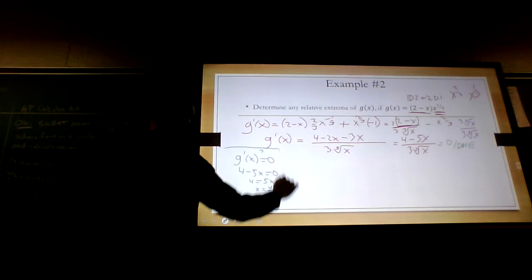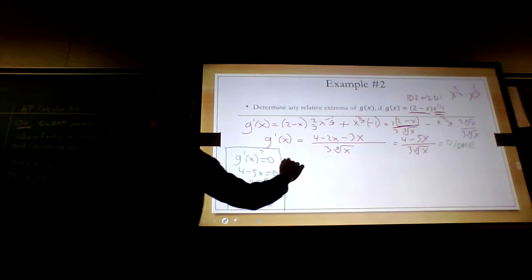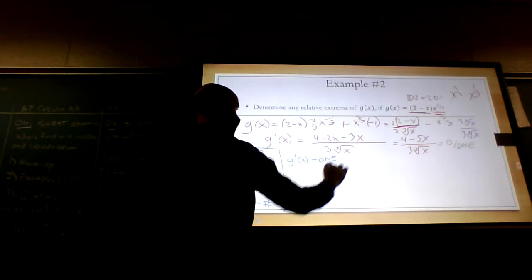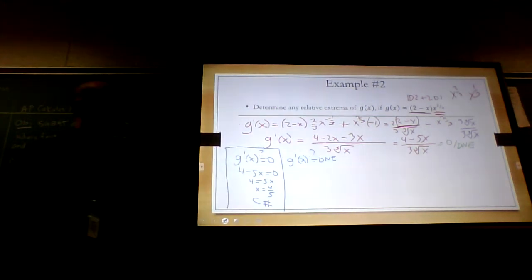So I'm going to kind of point this out right here. Here's a critical number. When is g prime of x going to be equal to DNE? Well, we let the numerator be 0. That gave us when the whole thing's 0. How do I figure out where it's DNE? Well, that's when the denominator is equal to 0.